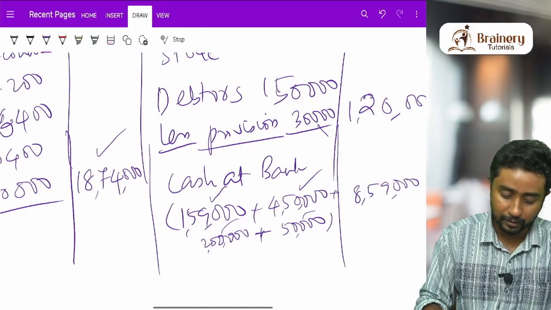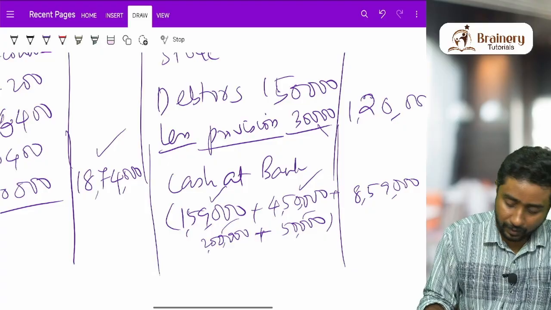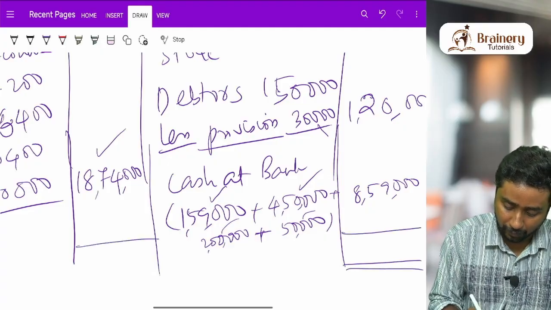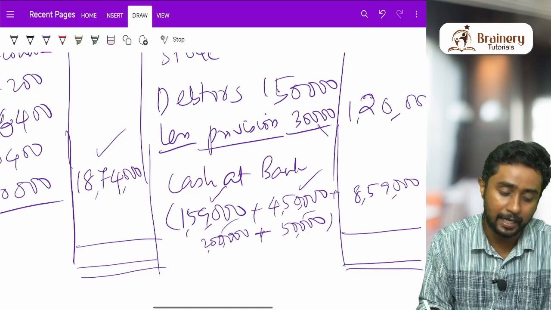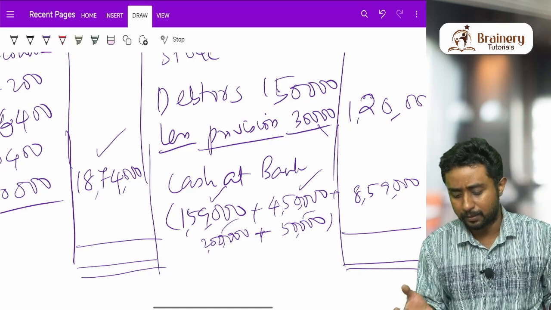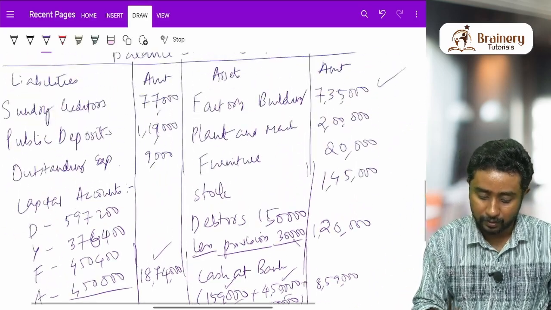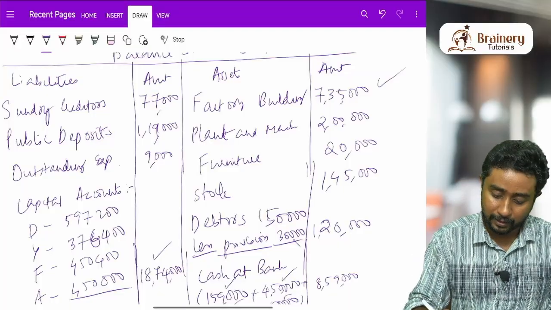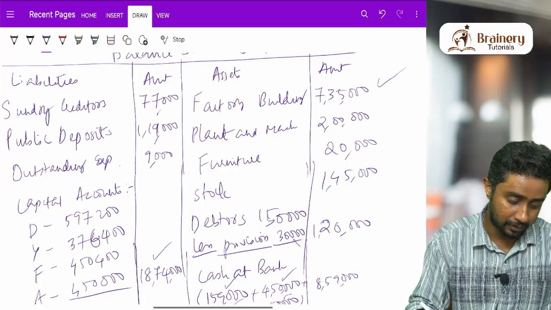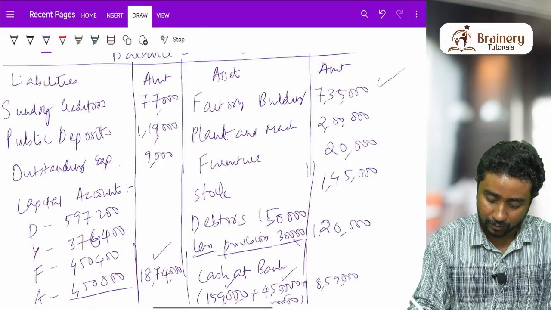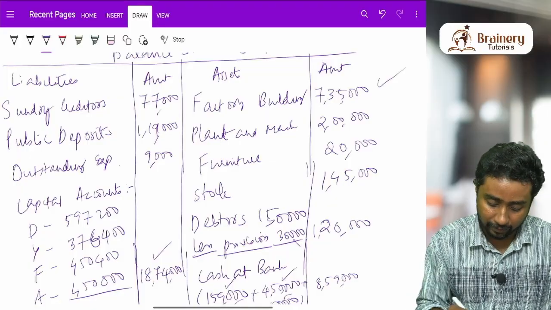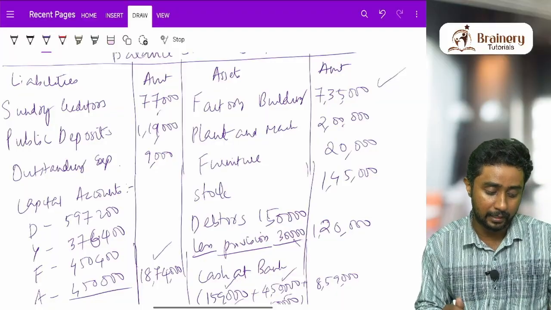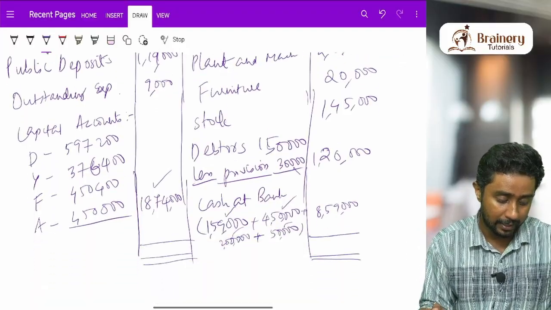This is the amount that you have to show here in the new balance sheet. After this, you have to check whether there is any unrecorded asset to be recorded. There is no such asset in this question. There is no unrecorded asset, only unrecorded liability was there, that we already considered. Now all these values we have to add: 7,35,000, 2,20,000, 1,45,000, 1,20,000, 8,59,000. On the liability side it will be 77,000, 1,19,000, 9,000 and 18,74,000.